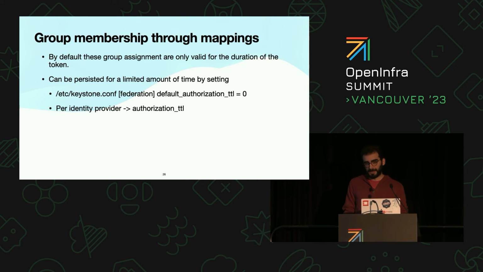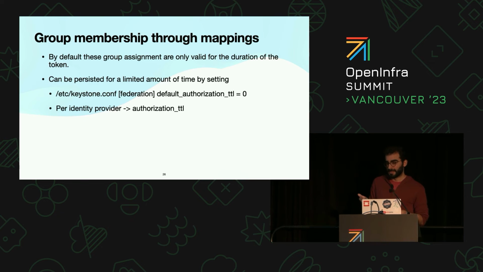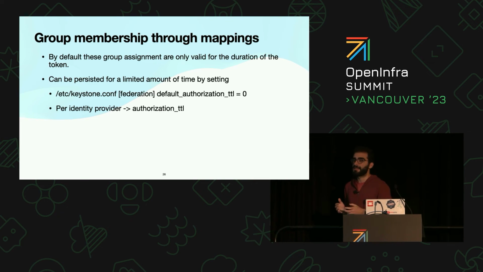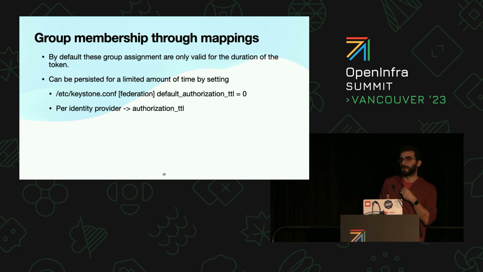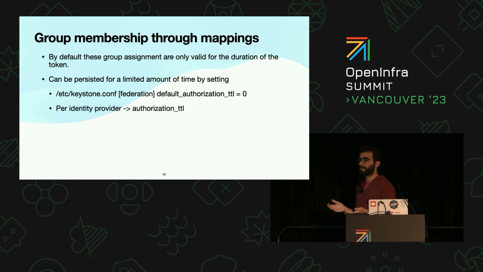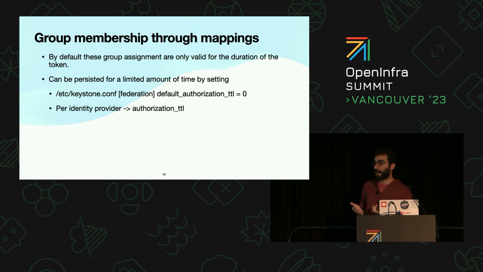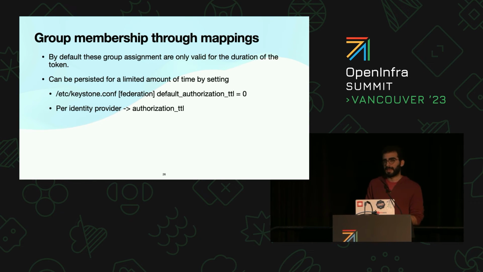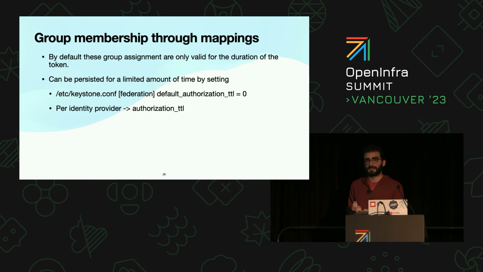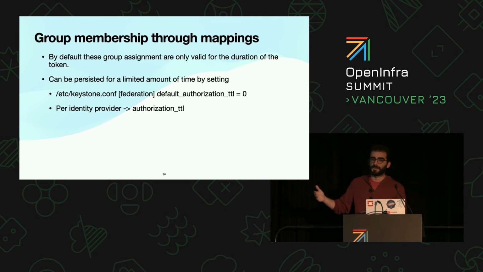When you assign group membership through mappings, we saw an example where we had OIDC groups and we had the ops and developers team. By default, these group assignments are only really valid for the duration of the token. So they're not going to be persisted in the database. Therefore, you're not going to be able to create trusts or create application credentials for them, as they're not going to be persisted and they're not going to be available to be acted on at a later date for the user.